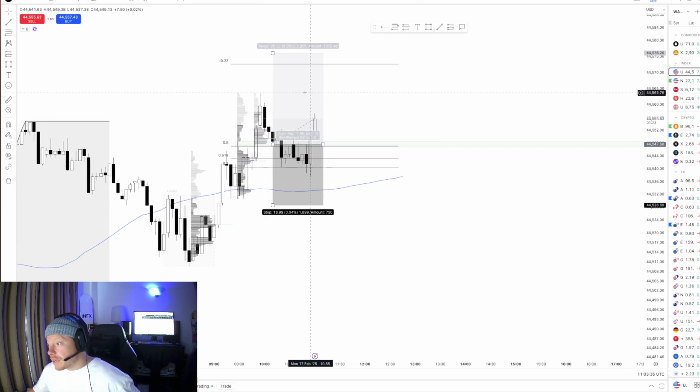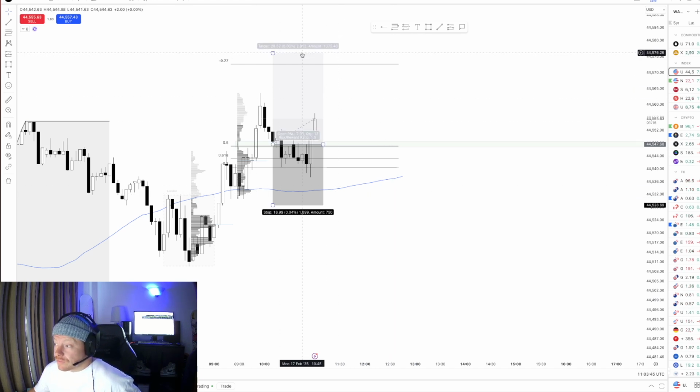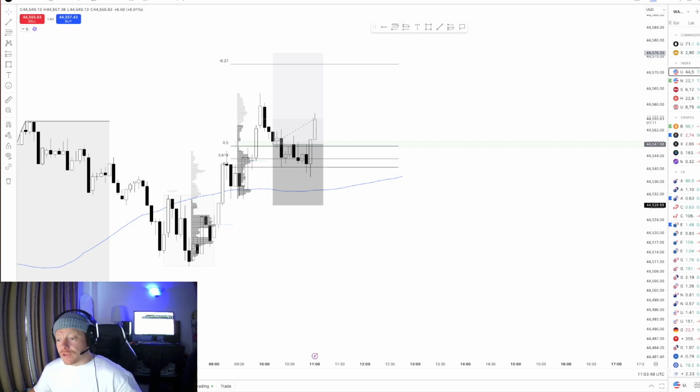So I'll come back with an update. I may manage the trade at the top here, and maybe take a first TP, or I may let it run to full TP. I haven't decided yet, but I will decide and look at price when we get there. So I'll be back in a bit.